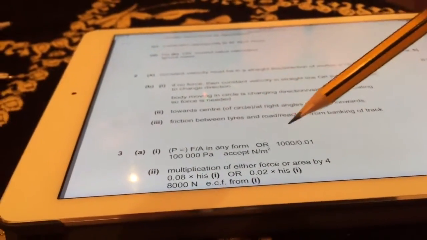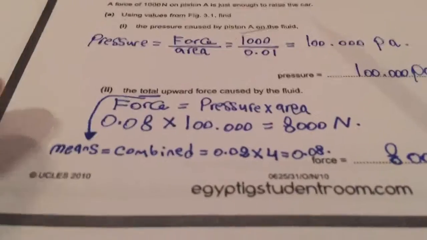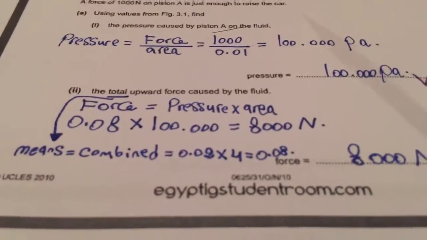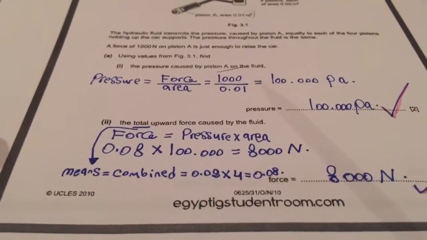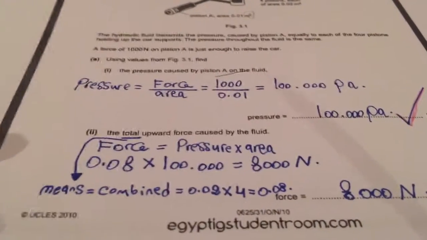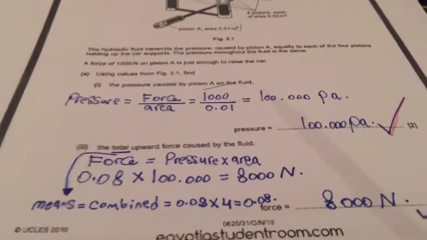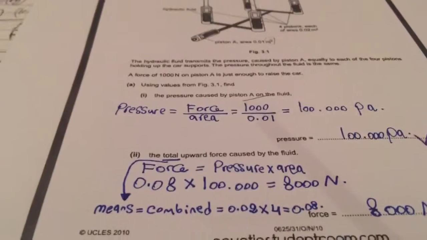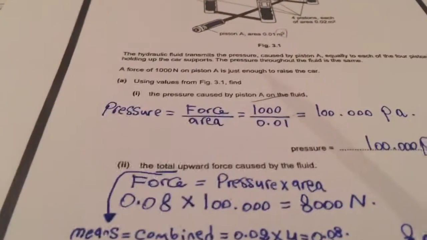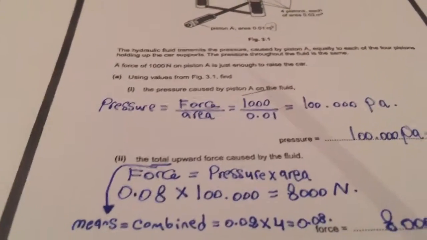Pressure equals force over area. Final answer is 100,000 pascals, or newtons per meter squared. I prefer pascals. Anyways, the next part: the total upward force caused by the fluid. So force equals pressure times area. So 0.08 times 100,000 is equal to 8,000 newtons. And they said total upward force caused by the fluid.